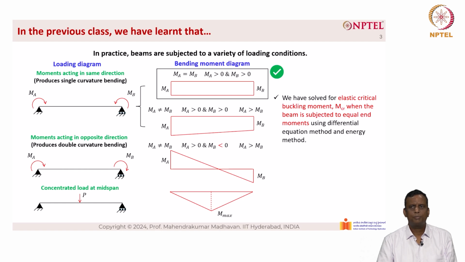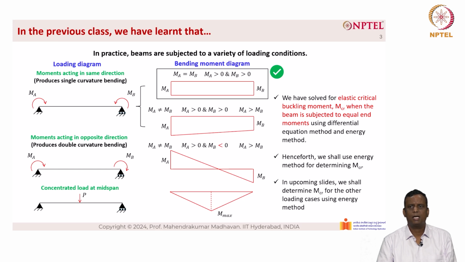The first case has been solved. So we have solved for elastic critical buckling moment MCR when the beam is subjected to equal end moments using differential equation method and energy method. Henceforth, we shall use the energy method for determining MCR. In the upcoming slides, we shall determine MCR for the other loading cases using energy method. Now, the one that is in the box is what we will be seeing in the coming slides.